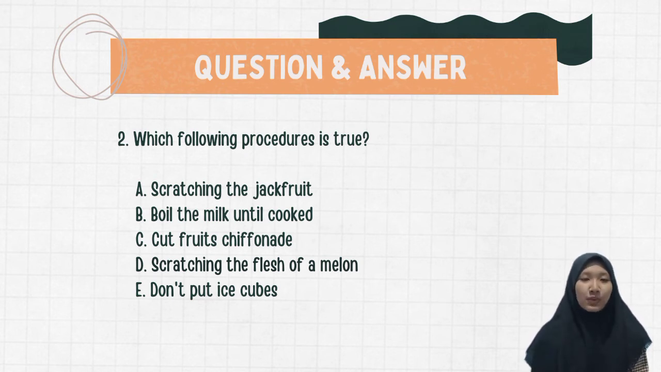Option D is the right option because in the text, in the second step, it is explained that we have to scratch the flesh of melon. Option E is totally wrong because to make fruit ice, we need ice cups. So the right option is D, scratching the flesh of melon.